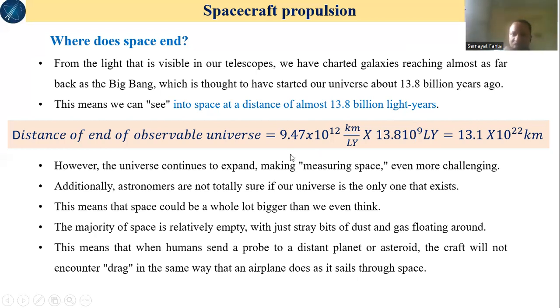In one year, light travels 9.47 times 10 to the power of 12 kilometers. With 13.8 billion light years, when we calculate this, we get approximately 13 times 10 to the power of 22 kilometers away from our beginning.